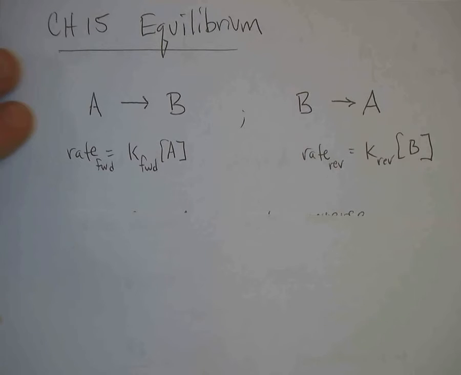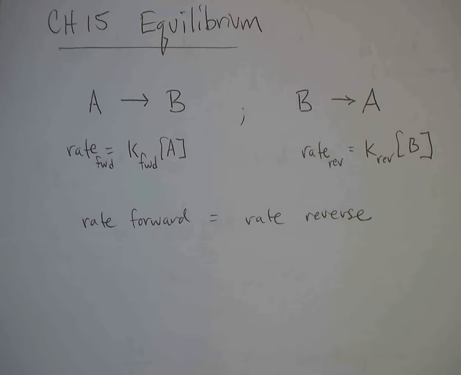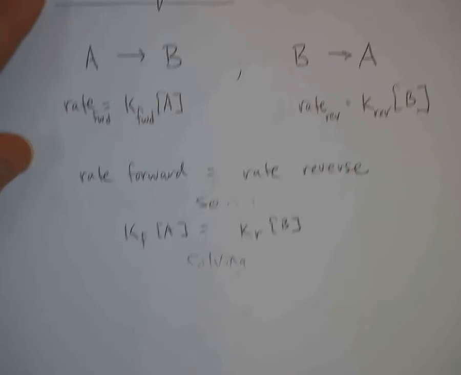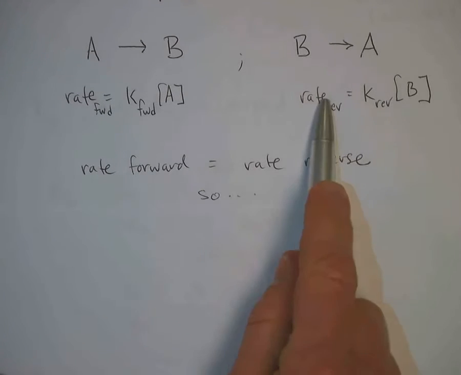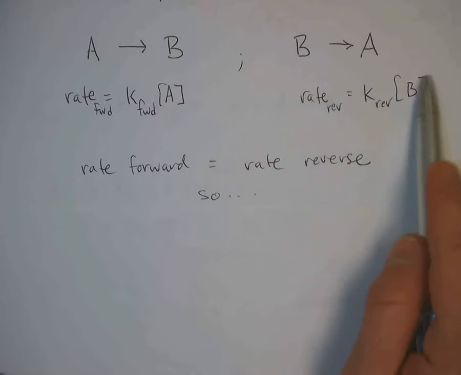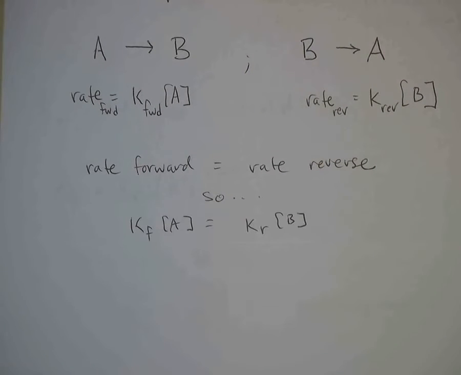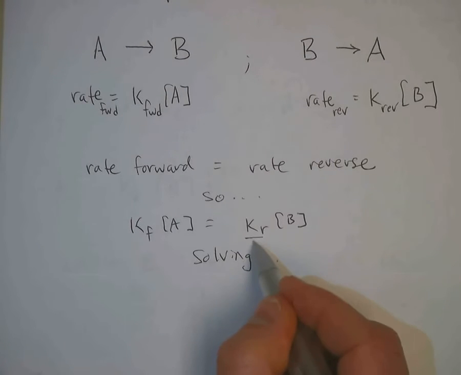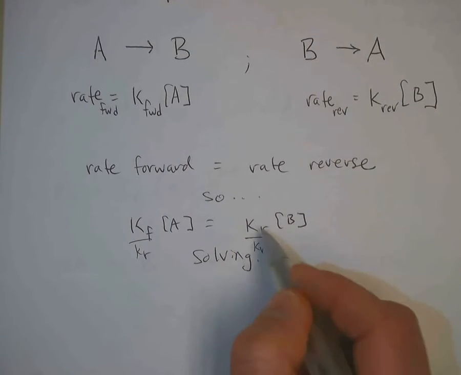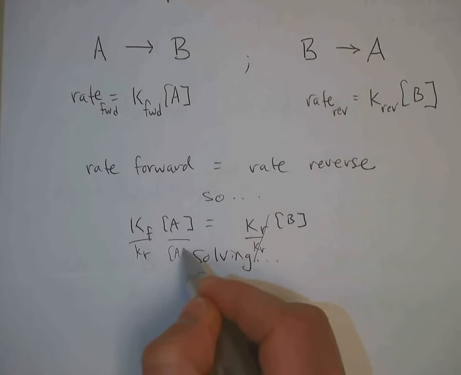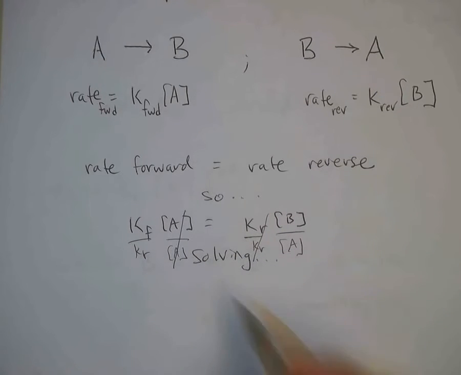Equilibrium is defined as when the forward rate and the reverse rate are equal to each other. So what we can do is say that rate is equal to rate, and K forward times A is equal to K reverse times B. These rate expressions are equal to each other. Solving for the K's, I'm going to divide both sides by K reverse, cancel those. Divide both sides by A, cancel both of those.